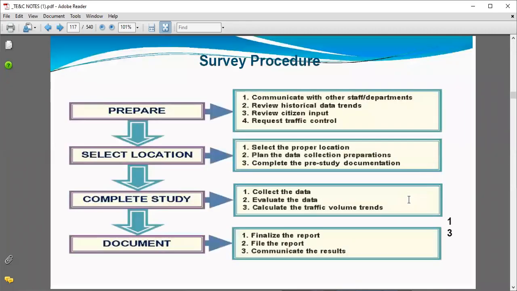We'll move towards the next point, that is the survey procedure. In that survey procedure: prepare, selection of location, complete study, and the documentation. First one is to communicate with the other staff department, review historical data, trends, review citizen input, request traffic control. In the selection of location, that means why to go for this traffic survey. If you want to do the traffic studies, or if any conflict is more, or any accidents on this road are more, at that time we have to go for it as a traffic engineer.